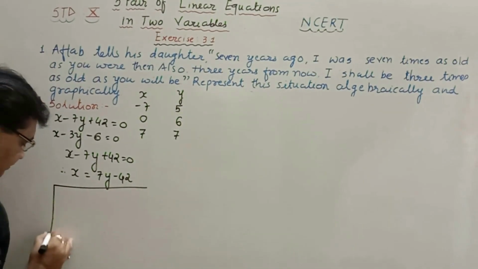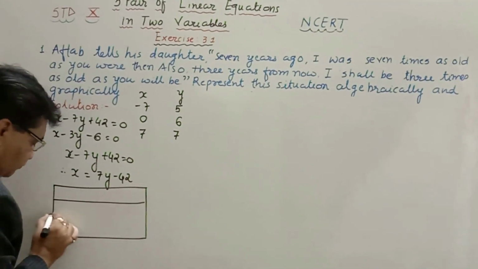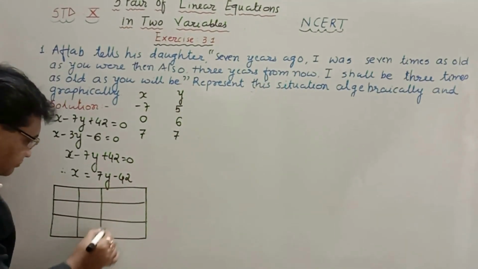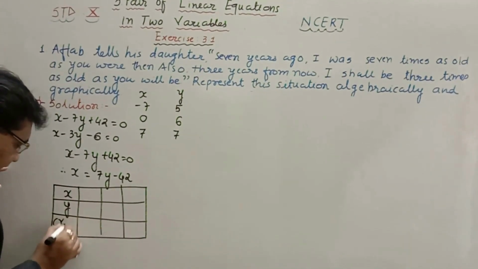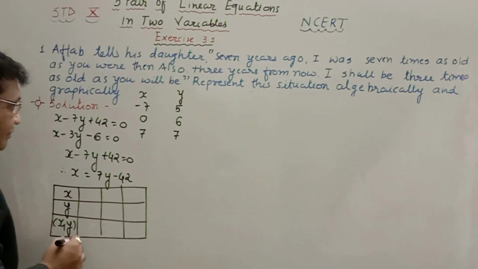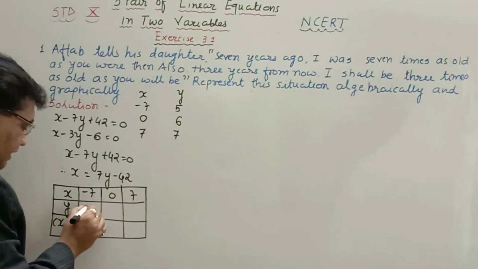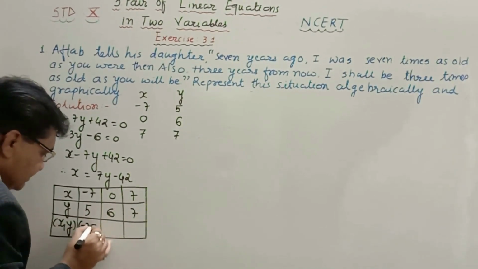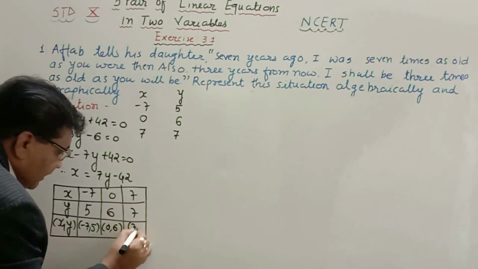Table of these values we draw this way. X and y and ordered pair xy. Minus 7, 0, 7 and 5, 6, 7. So ordered pairs are minus 7, 5; 0, 6; and 7, 7.